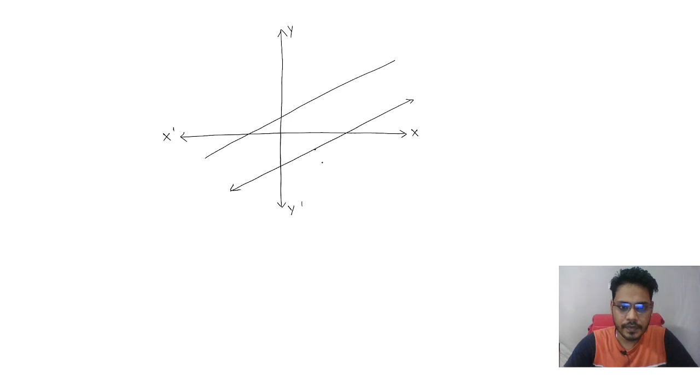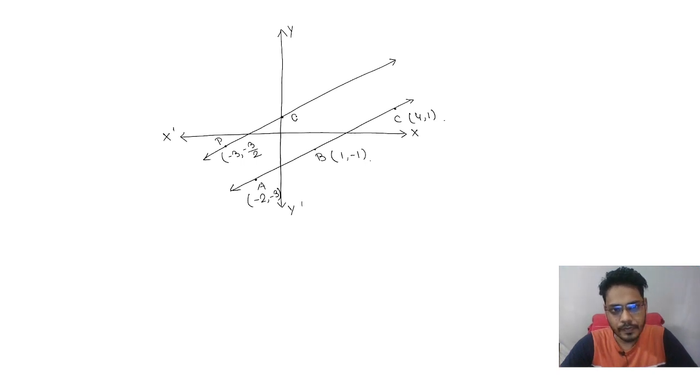So what are the points? B's coordinate is (1, minus 1), A's coordinate is (minus 2, minus 3), and C is (4, 1). And this is PQR, where P's coordinate is (minus 3, minus 3 by 2), Q is (0, 1 by 2), and R is (3, 5 by 2).